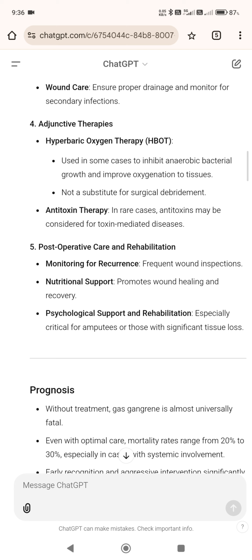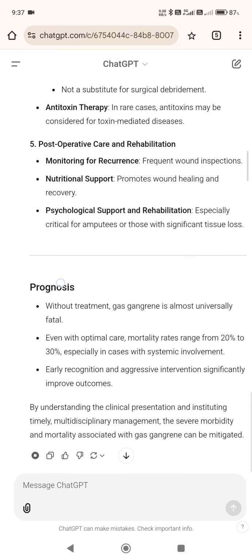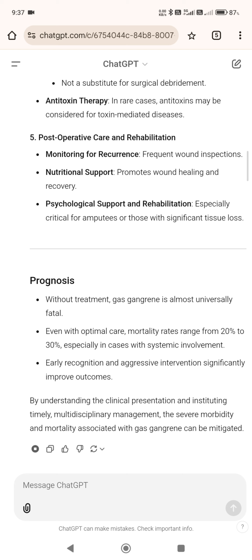5. Post-operative care and rehabilitation. Monitoring for recurrence, frequent wound inspections. Nutritional support promotes wound healing and recovery. Psychological support and rehabilitation, especially critical for amputees or those with significant tissue loss.